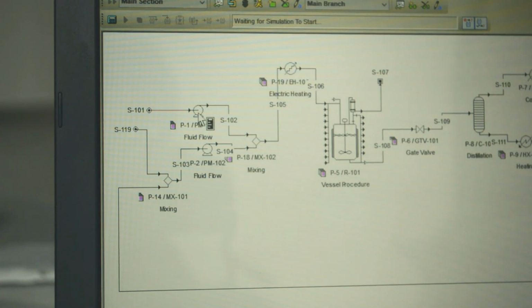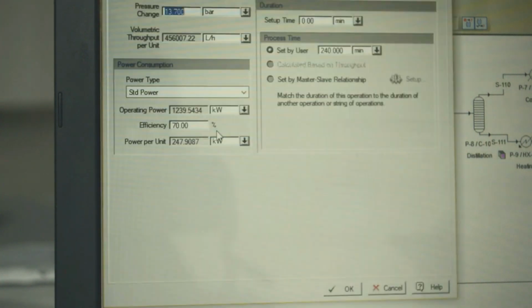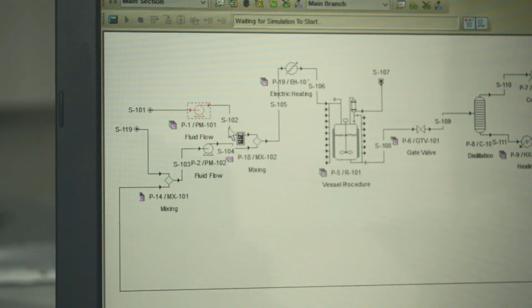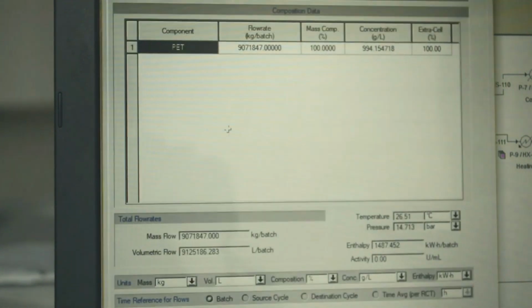A centrifugal pump converts input power to kinetic energy by accelerating liquid in an impeller. The pressure change in the pump was set at 13.7 bar. So the temperature and the pressure were increased at the outlet stream.